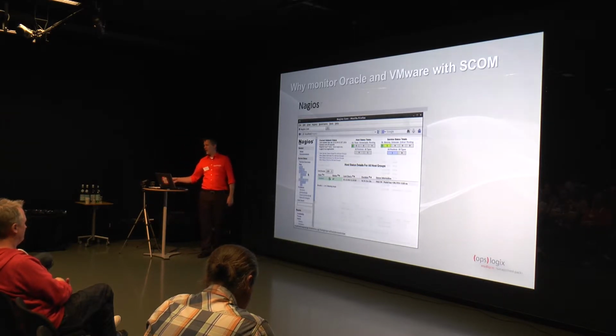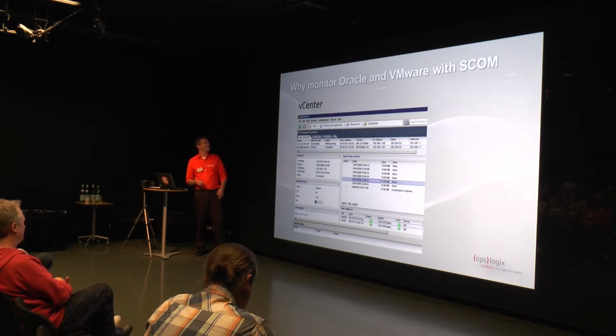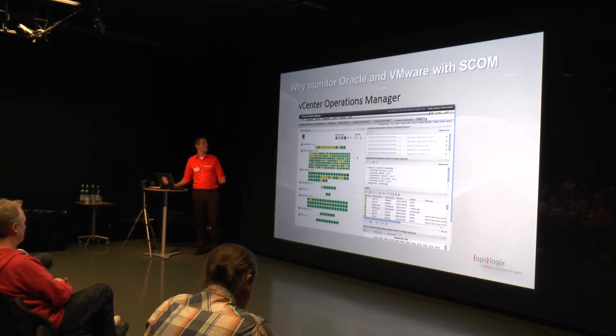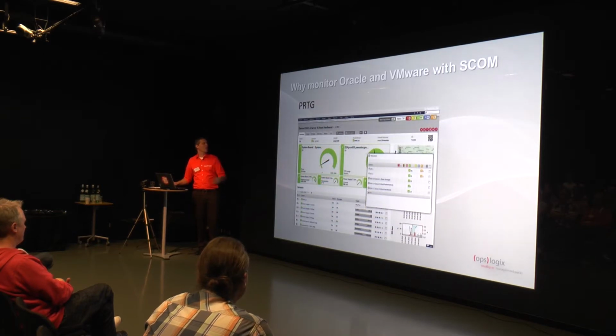When we look at VMware, usually the tool of choice is vCenter, with which you can monitor your ESX environment. If you want to take it a step further, you can use vCenter Operations Manager, and you can have heat maps and do some analysis over your whole environment and some predictions. These are a few of the things you can do. And of course, something like PRTG. This is just a cross-section of standalone tools out there which you can use to monitor VMware and Oracle.